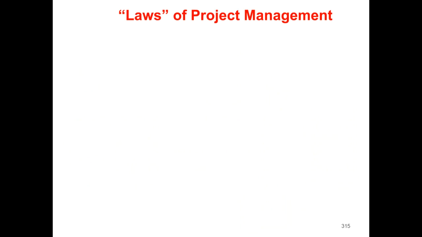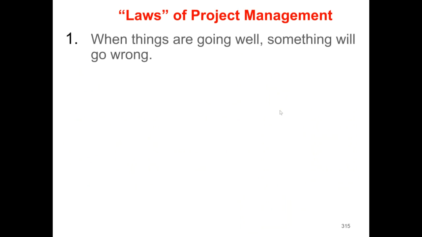So there are a few tongue-in-cheek laws of project management. Starting with, when things are going well, something will go wrong. So in particular, in construction projects, we have to be very proactive. And it's very rare that we have a project where everything is going well. There are so many risks and so many variables involved that one has to be ready for things going wrong.